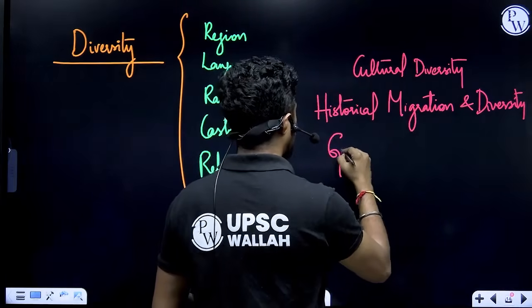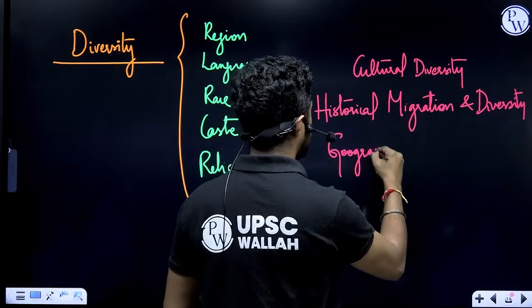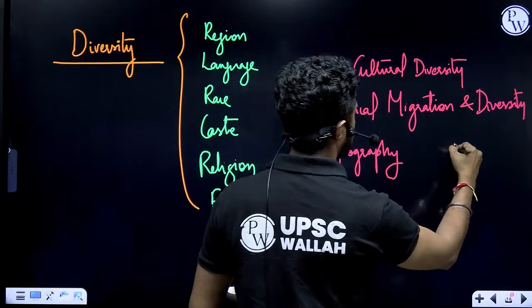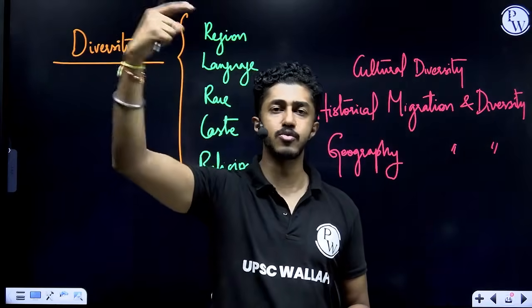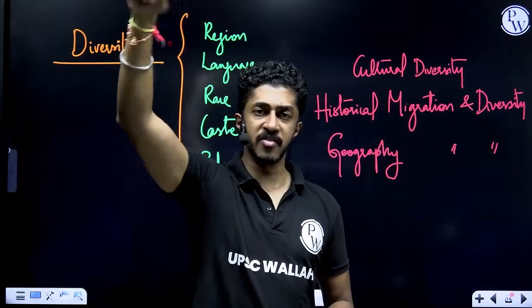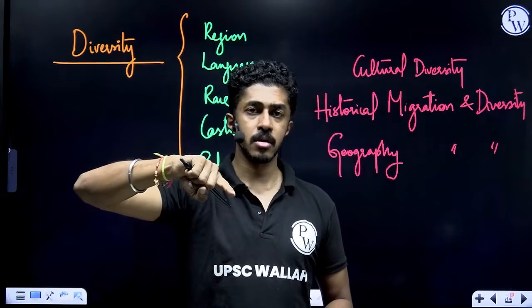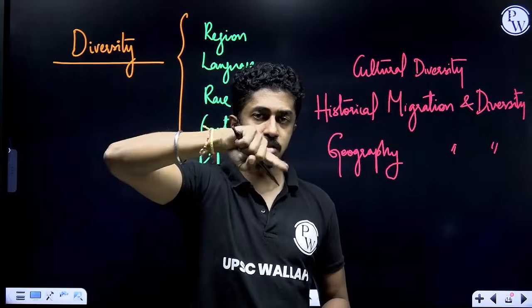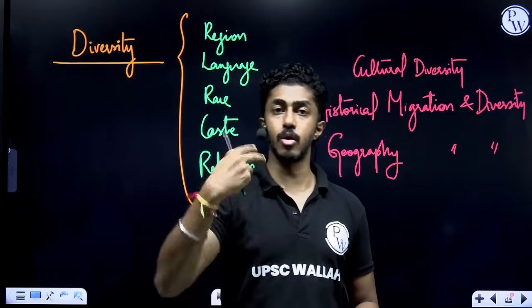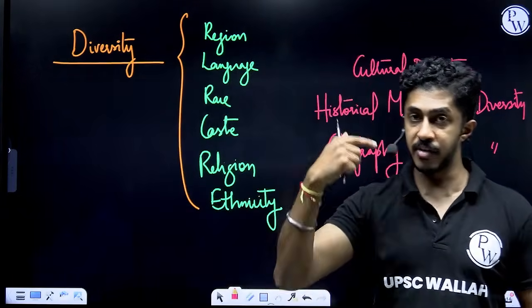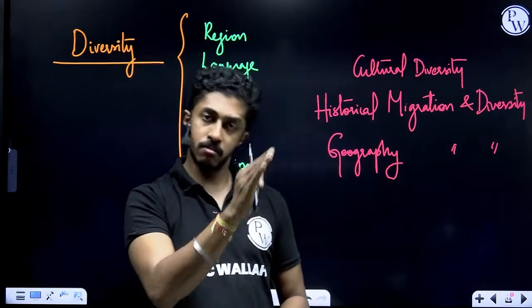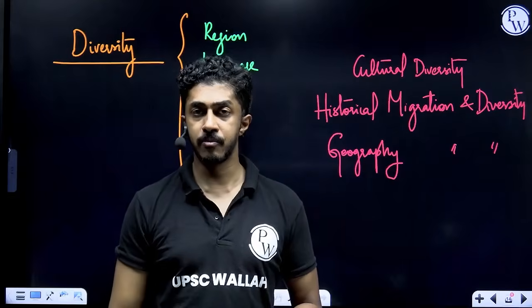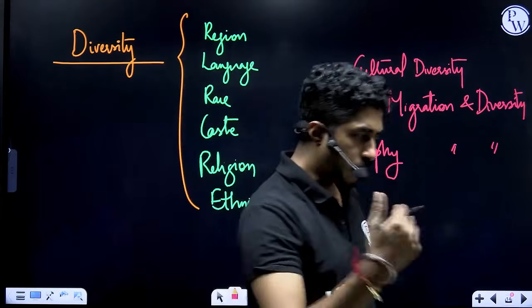Geography. Geography and diversity. So when you talk about different geography, you have different types of food. Different geography, you have different types of climate. And for each of these diversities, you'll automatically have what? Different clothes, different food habits, different language, all of that. And that impact comes from where? The type of geography that we have. Got it, people? Moving on.